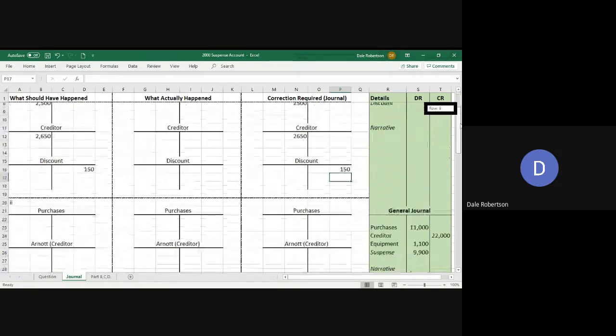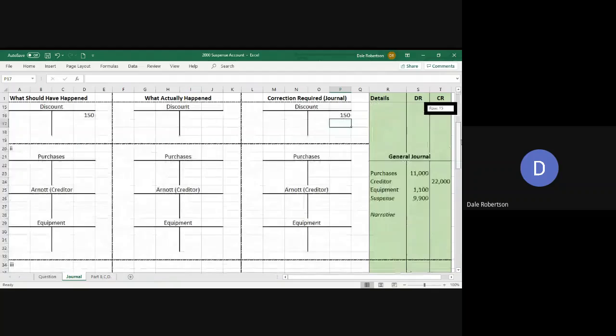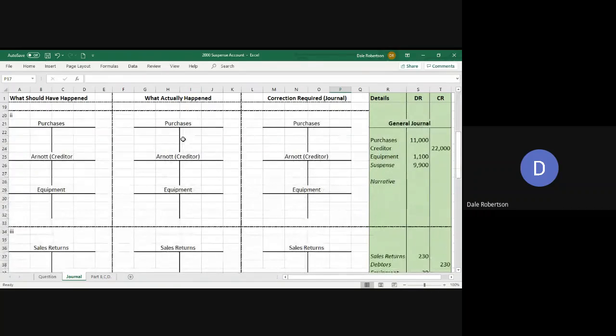Number 2. Again, I've pre-written out some of the template here. Let's read the question. It says, a motor car purchased on credit from J. Arnott for €11,000 had been entered on the incorrect side of Arnott's account, so it was put on the wrong side of his account, and it was put into the equipment account, which of course it shouldn't have been at all. So let's look at this.